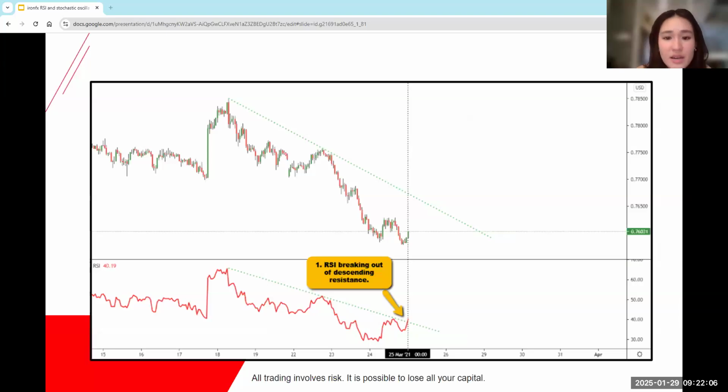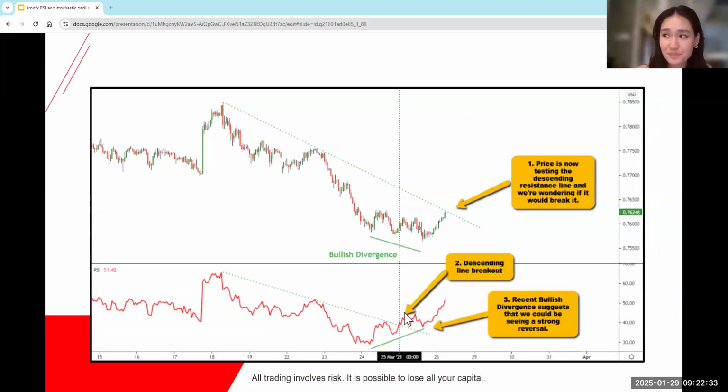Okay, another example before we move on, we have RSI breaking out of a descending resistance now. This isn't really a descending trend line because in order for it to be considered a trend line, you need at least 3 touches, and here we only have 2. So we're calling it a descending resistance instead. On our RSI, price looks like it's breaking out. Price is currently testing the descending resistance line, and we're wondering if it's going to continue to break out.